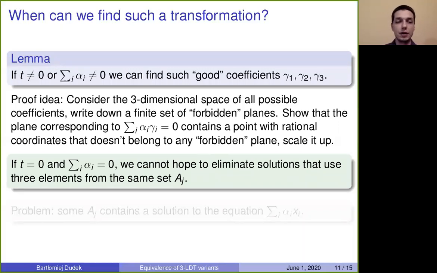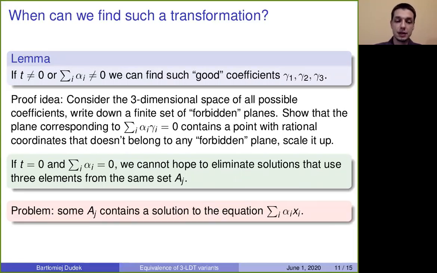The only case which is not covered by this lemma is when t is 0 and the sum of alphas is also 0. Then we cannot hope to eliminate solutions that use three elements from the same set A sub j. So no matter what coefficients gamma we choose, we will always allow taking all three elements from the same set A sub j. And that's pretty problematic for us, because for example, this is the case for average, where there are coefficients 1, 1, and minus 2, which sum up to 0, and t is also 0. So even for average, we have this problem.